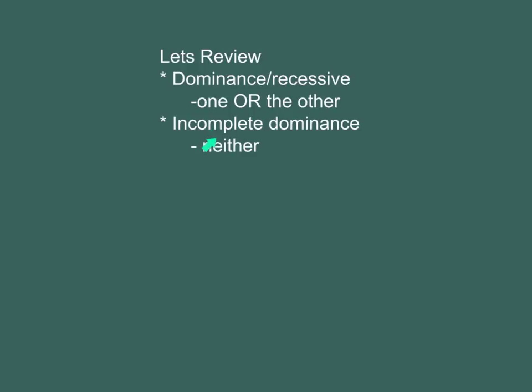When you're dealing with incomplete dominance, you have neither. There's a blend between the two. And we're going to look at a couple examples of incomplete dominance and codominance in just a minute. Now, codominance is both of them show up. You don't get a blend, you have both of them showing up.